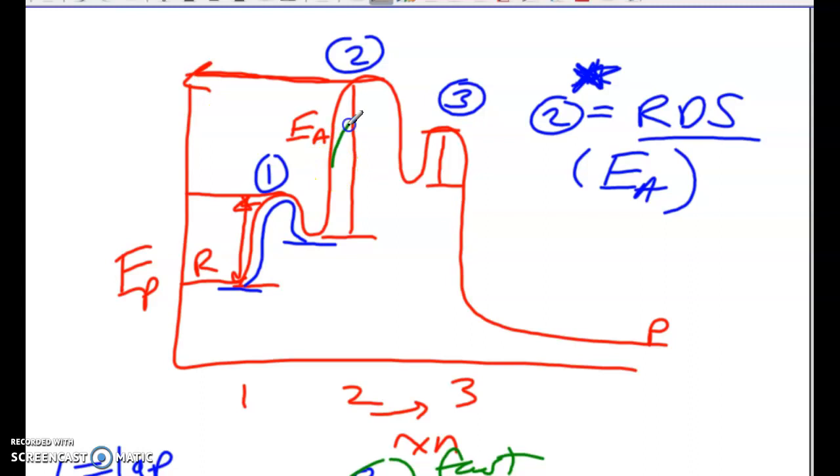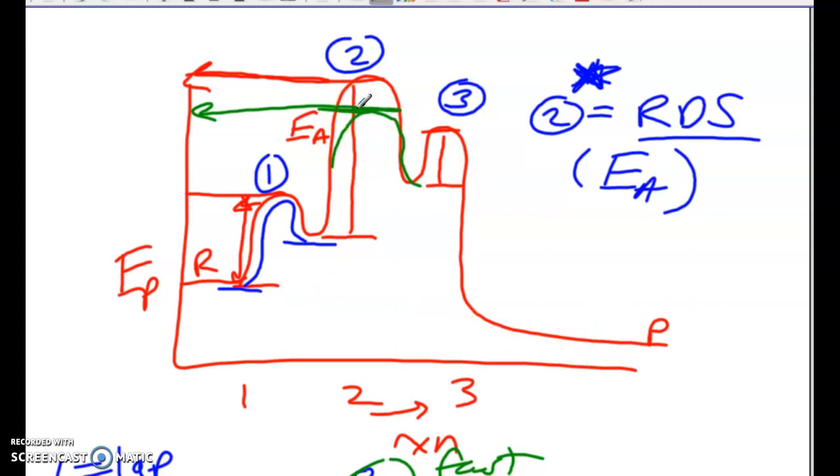If we lower the activation energy by, let's say, adding a catalyst, we've now automatically sped up this entire process because we've made our slowest step faster.